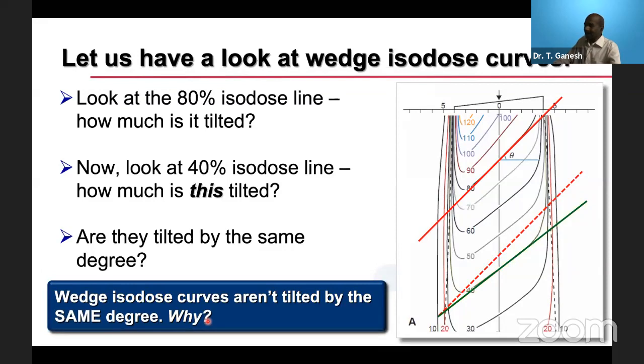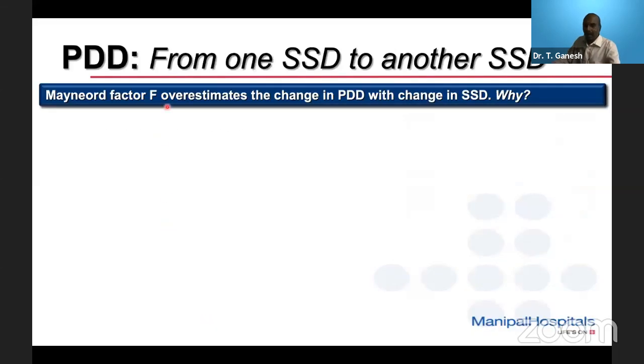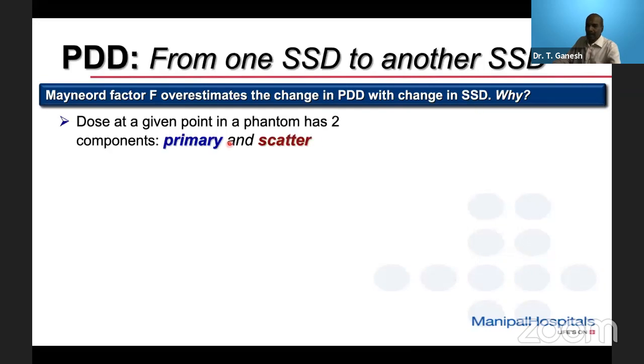Why? The answers for both these questions are one and the same. The Mayneord factor F overestimates the change in PDD with change in SSD. Why? For this, you have to know another key point. Once again, these key points, when I say that these are key points, never forget that.